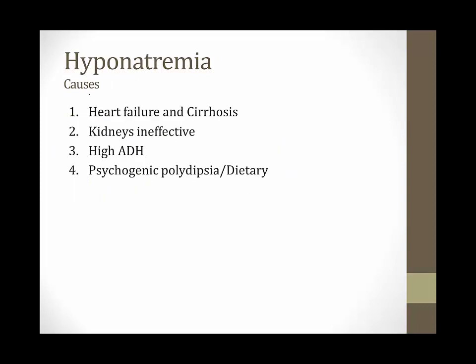Now let's talk about specific causes of hyponatremia. If you look up the causes of hyponatremia, you will find a very long list. So I've always found it helpful to group them into categories. The first category is heart failure and cirrhosis. The second is when the kidneys are ineffective. The third group of causes are those that lead to high ADH levels. And finally, there's a special group which includes psychogenic polydipsia and dietary causes.